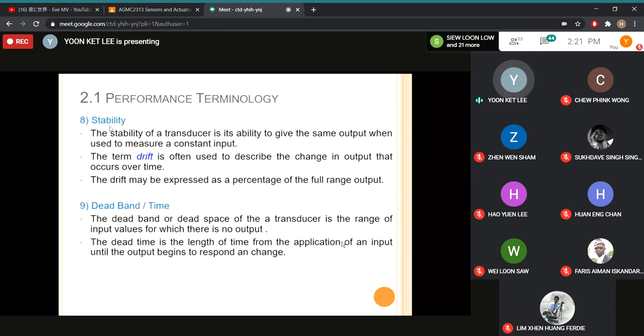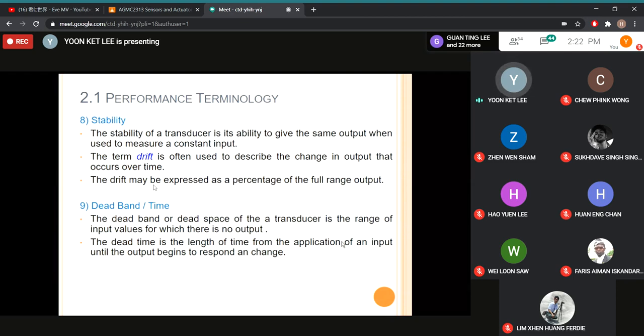And then you also need to know about the stability. For example, the stability of a transducer is the ability to give the same output when used to measure a constant input. The term drift is often used to describe the change in output that occurs over time. So if your sensor does not have stability, it will drift away your value. When you know the value will drift away, then you need to offset it back after a certain time. You need to reset.